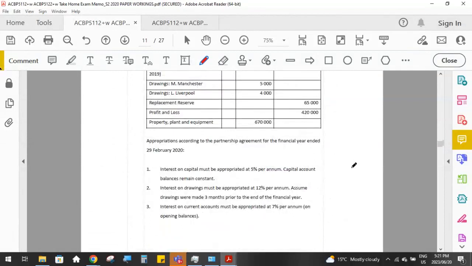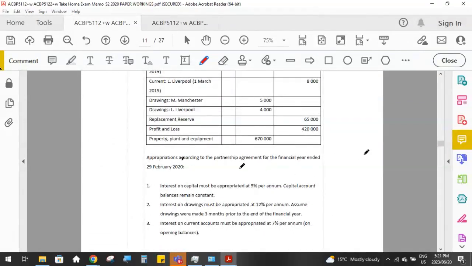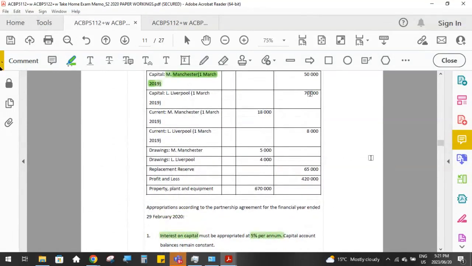Okay, so appropriations according to the partnership agreement for the year ended. This is what we must do. Interest on capital must be appropriated at 5% per annum, and the capital account balances remain constant. So we know that these two capital balances that we've got there, we will then work out the partner's earnings of 5% of those amounts. And that will be then appropriated to the partners' capital accounts out of that 420,000 Rand profit.